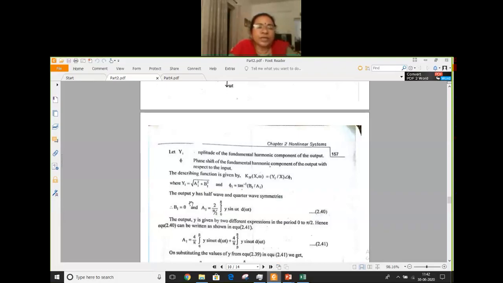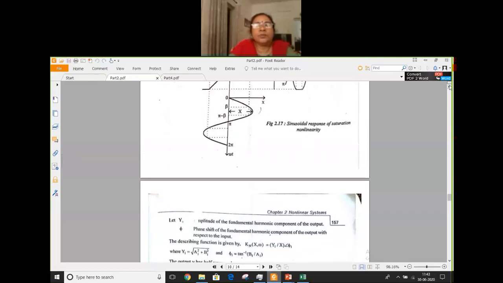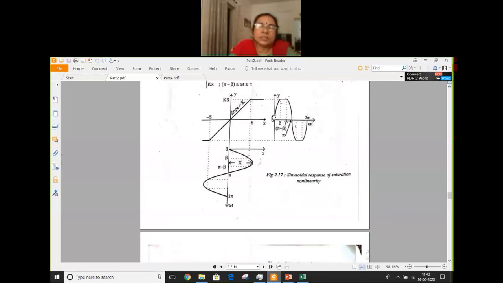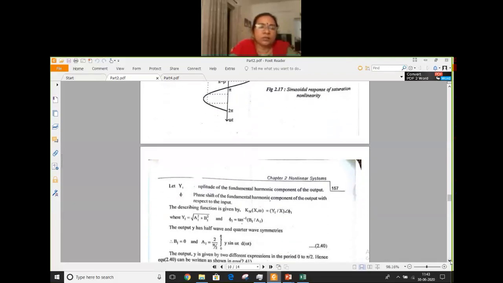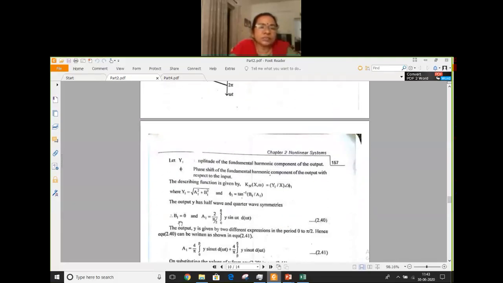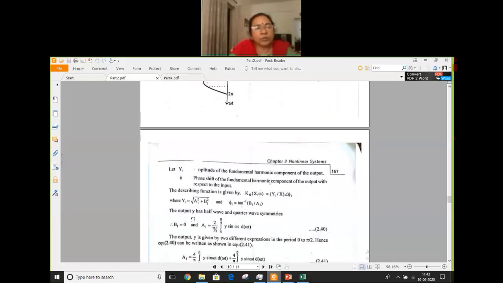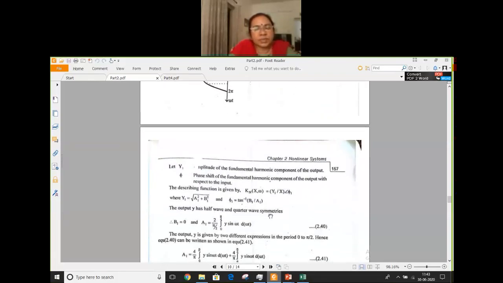The output y has half wave and quarter wave symmetry. Is it so? Yes, it is symmetrical. So your coefficient b1 is always equal to 0, that you can directly write. The output y has half wave and quarter wave symmetry, therefore b1 is equal to 0.